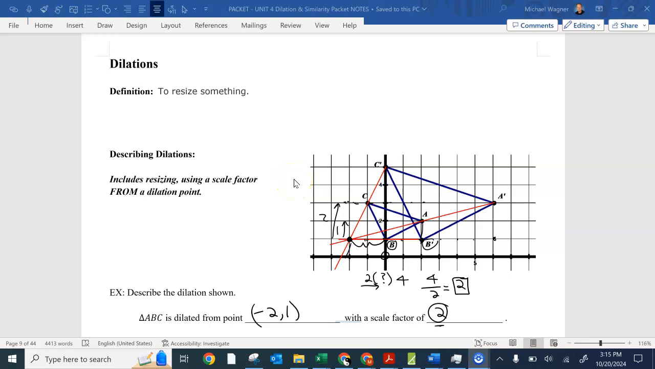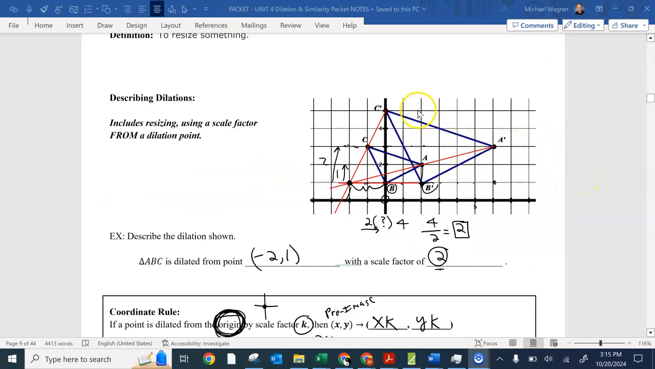Hello, we are on day 2 of dilations. Remember, dilation, the definition, is simply to resize something, but there are three key points. Number one, we know it's a resizing. Number two, we're using a scale factor to do it. And number three, we're doing it from a dilation point.